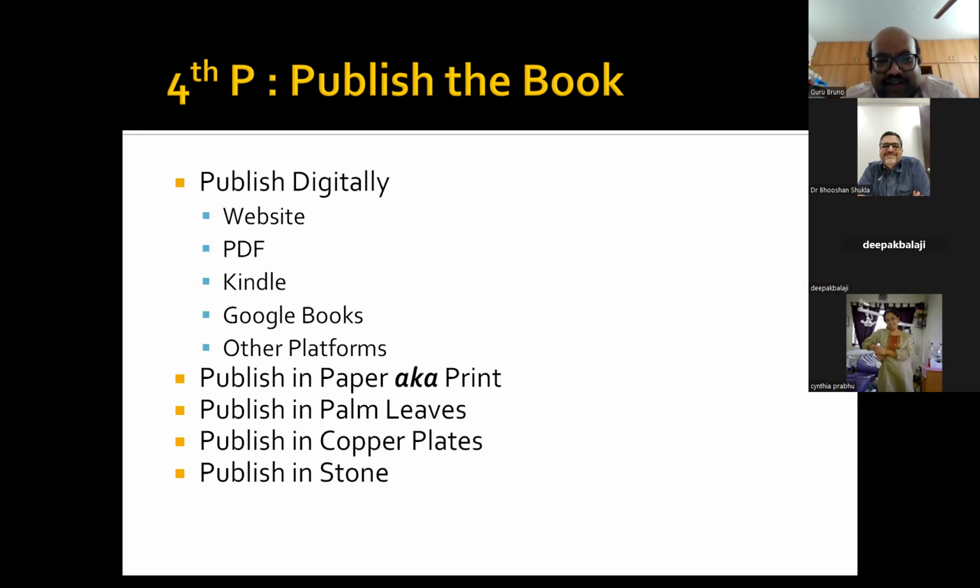Okay. So if you are not going to publish in stone, copper plates or palm leaves, then publishing in paper is also rapidly going to the stage of publishing in palm leaves. So what I say is, okay, paper book is good, but the future will be more digital. And so from your planning stage itself, you have to plan for the digital book and you can print it.